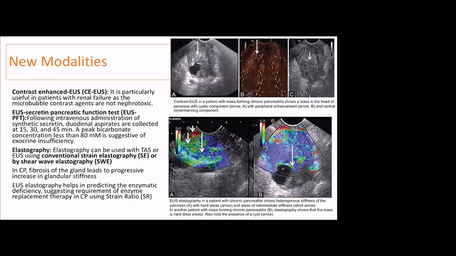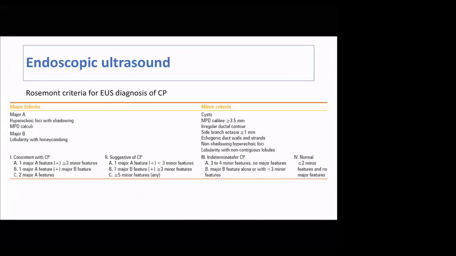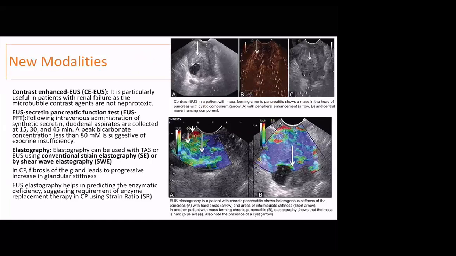مثل ما نشوف هنا إنه بالelastography the patient with chronic pancreatitis shows heterogeneous stiffness of the pancreas with hard areas and areas of intermediate stiffness. بينما بالصورة الثانية B elastography shows the mass as a hard area.